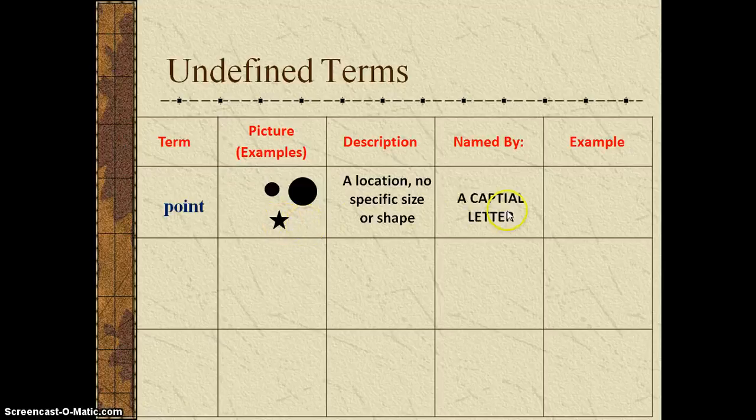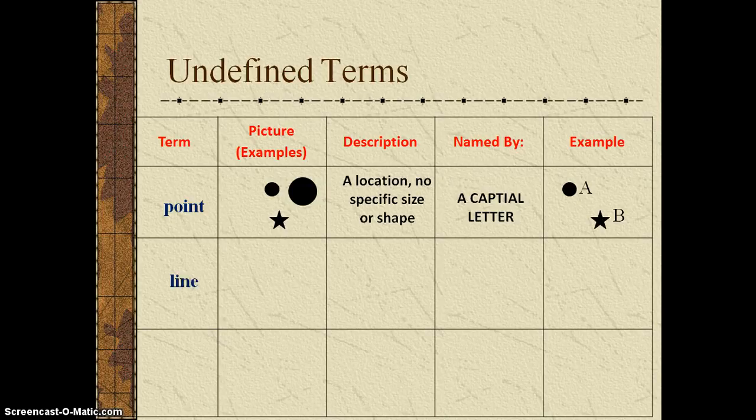We are going to name every point that we write down by a capital letter. So an example of that would be, this point would be called point A. This would be called point B. You always use capital letters whenever you're describing a point or drawing a point.